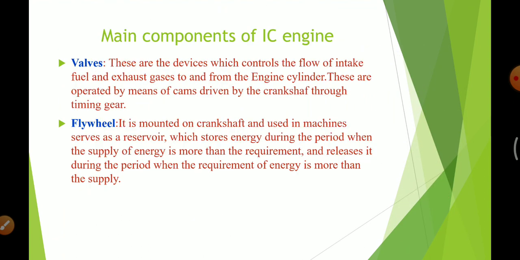It is mounted on the crankshaft and used in machines as a reservoir. Reservoir means it stores the energy in the power stroke and releases the energy in the exhaust stroke. So it stores the energy during the period when the supply of energy is more than the requirement. In the power stroke, the energy produced is more than the requirement.